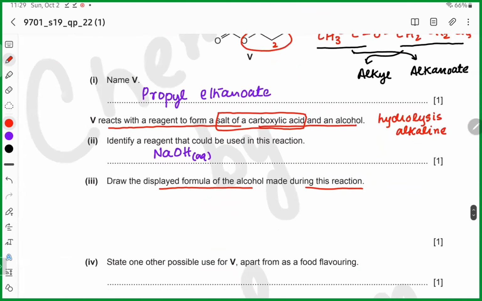They have asked to draw the displayed formula, which means the structure or the formula which shows each and every bond. So I will make 3 carbon atoms, then O, and then H, then complete the bonds of each carbon atom with the hydrogen. So here we have a displayed formula of the alcohol that is formed when the above drawn ester is hydrolyzed. Is this clear?